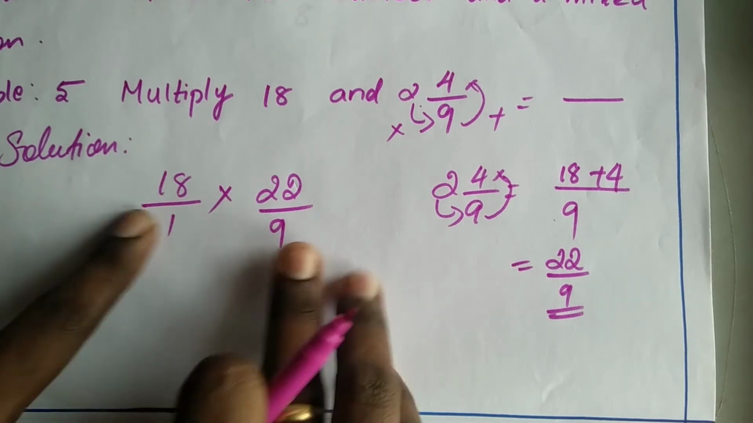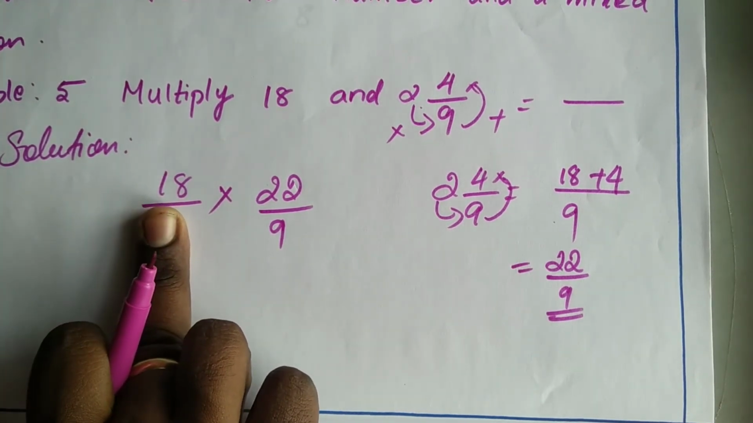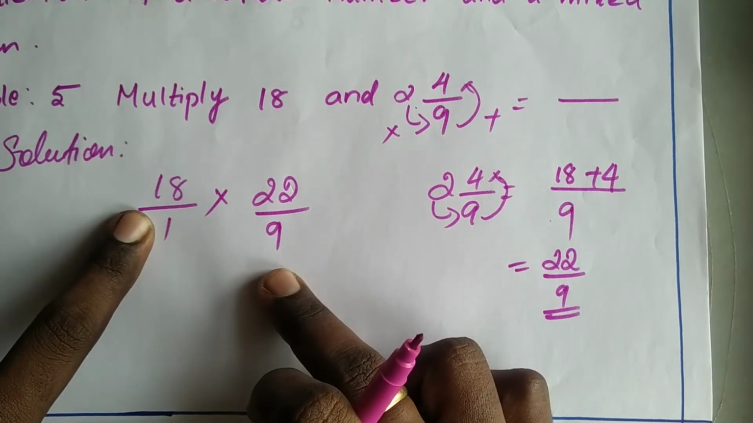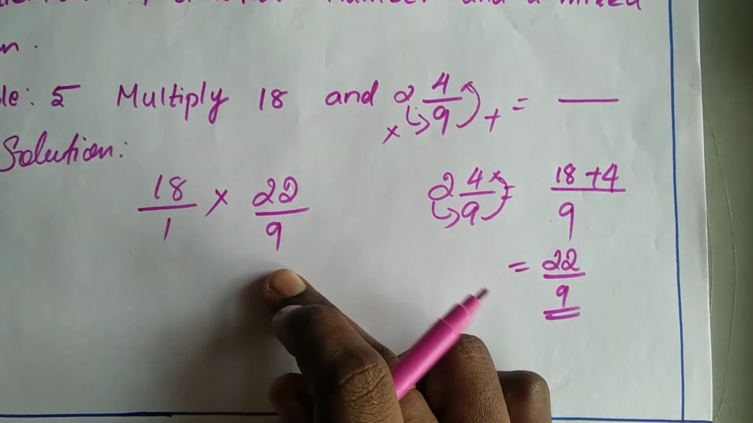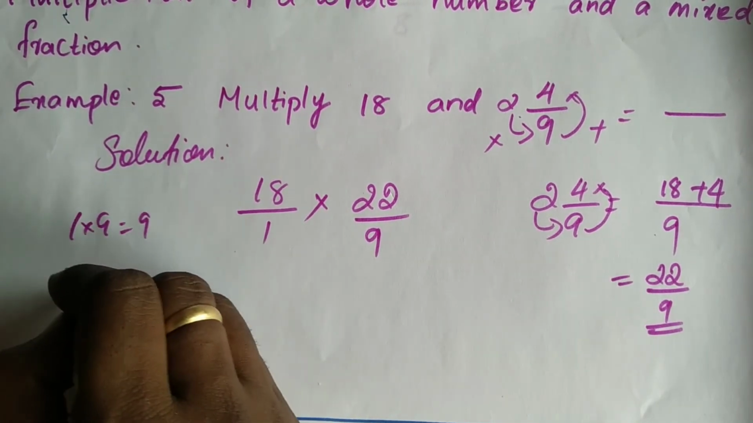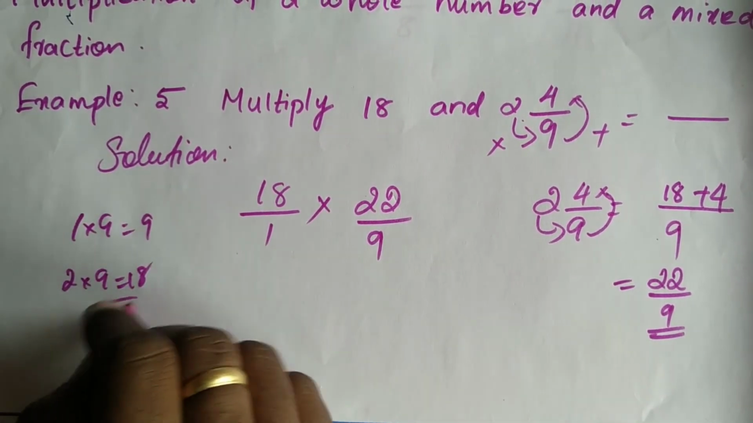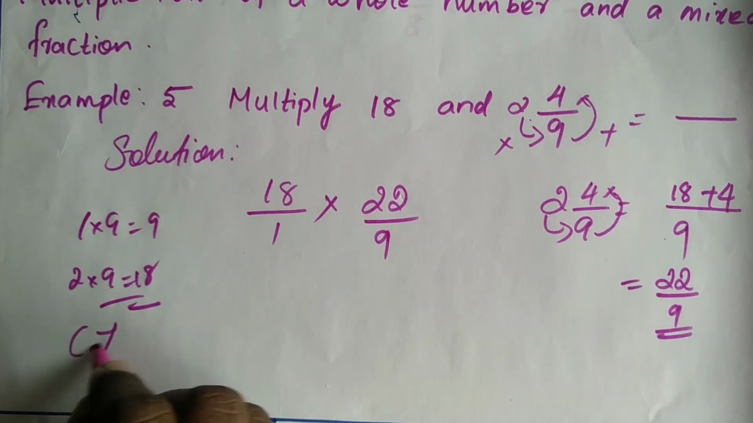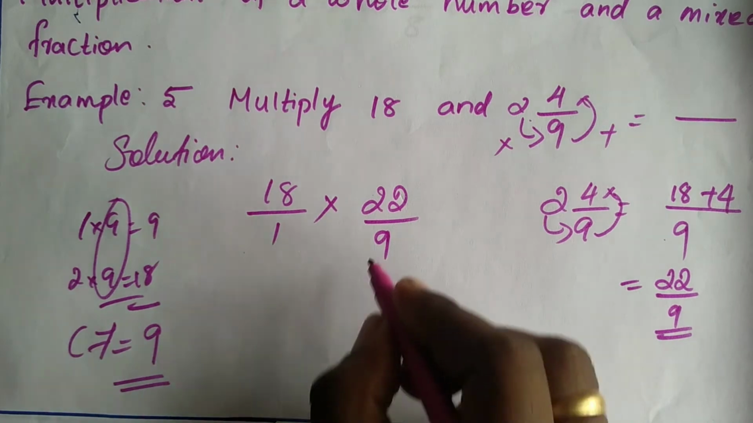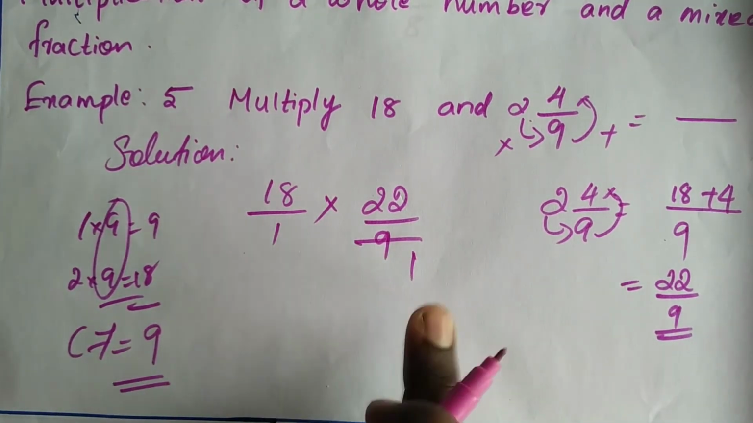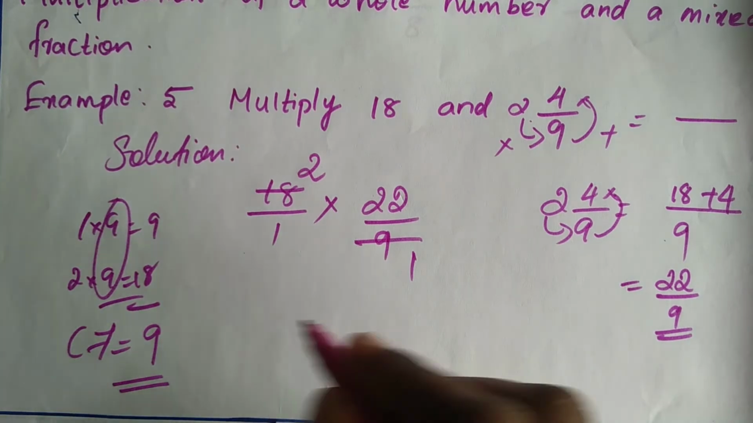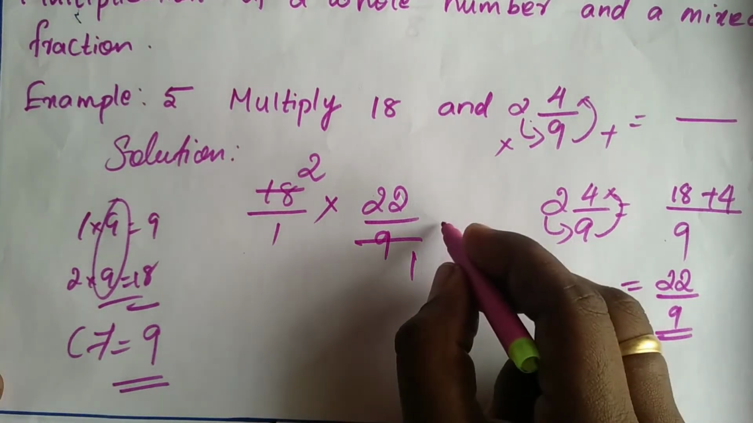Now check the next possibility, 18 and 9. Do 18 and 9 appear in any table? Yes, exactly, it is the 9 table. 1 9 is 9. 2 9s are 18. So what is the common factor here? The common factor is 9. So 1 9 is 9, 9 2s are 18, so 2. Now just multiply it and write the answer.